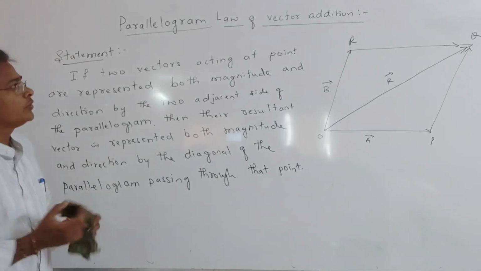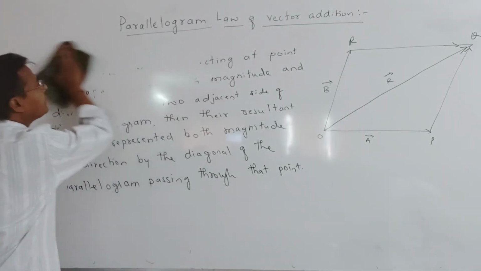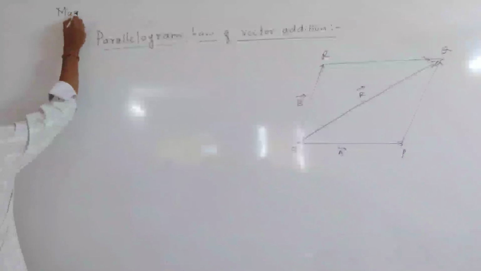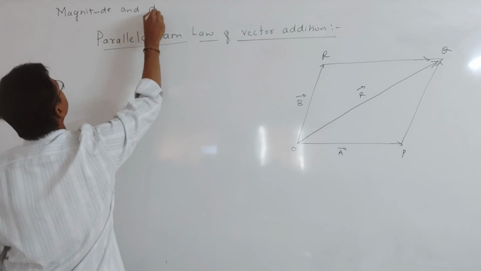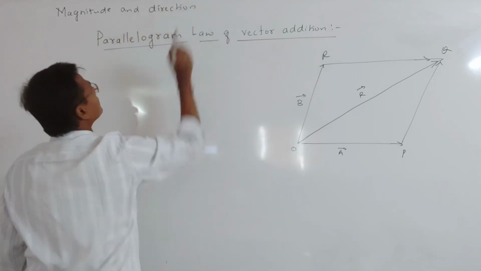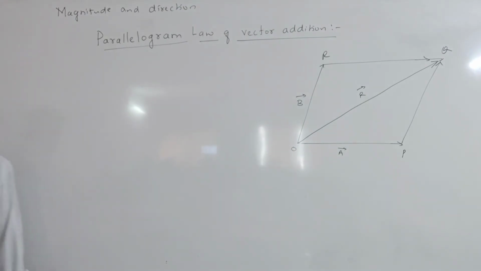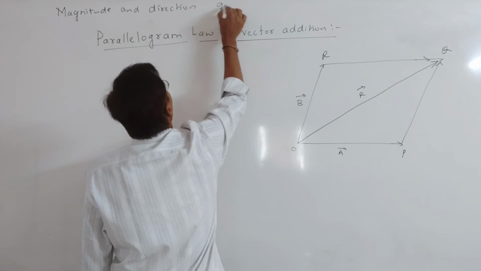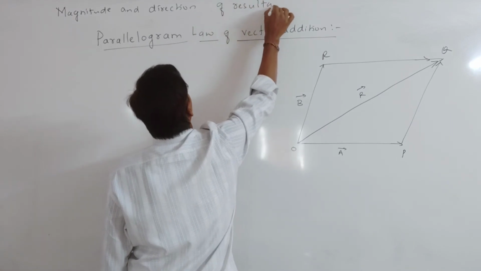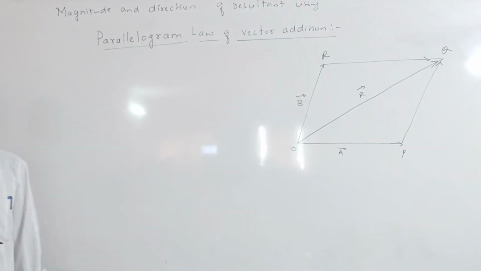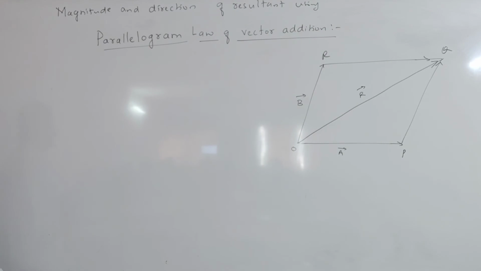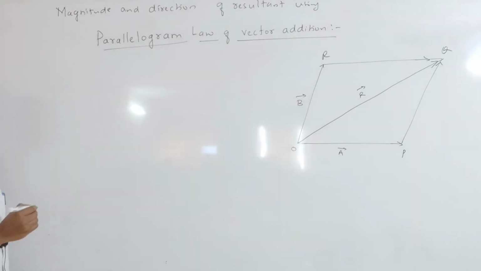So now we are going to understand the magnitude and direction of the resultant using the parallelogram law of vector addition. Using this, we are going to calculate.